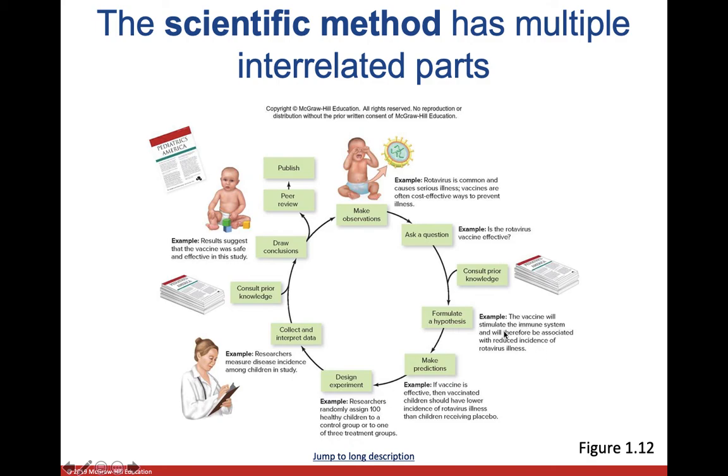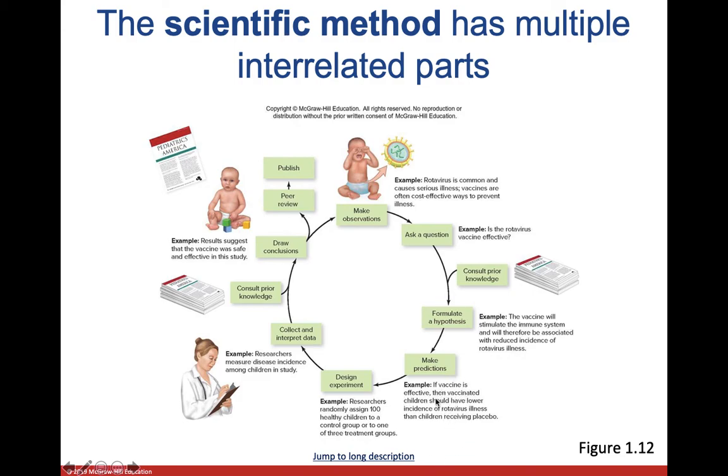So the vaccine will stimulate an immune response and will therefore be associated with reduced illness of the rotavirus. I have made the statement that the vaccine is what is causing children to not get sick with rotavirus. Once they are immunized, they will not get sick anymore, and the cause of that is the vaccine. That is my statement. That is my hypothesis. That is what I am going to test. The vaccine is effective, and that is my statement of what I think this outcome is going to be. So then what I'm going to do is I'm going to make a prediction.